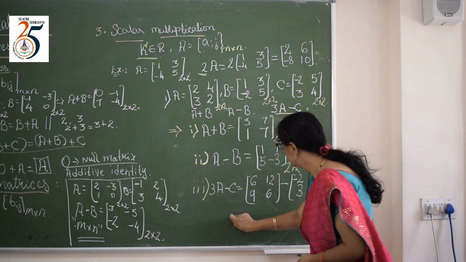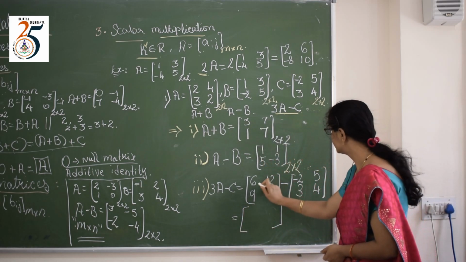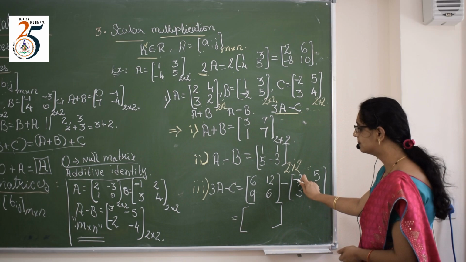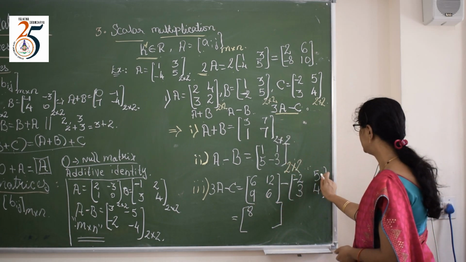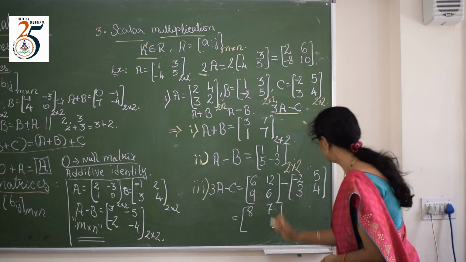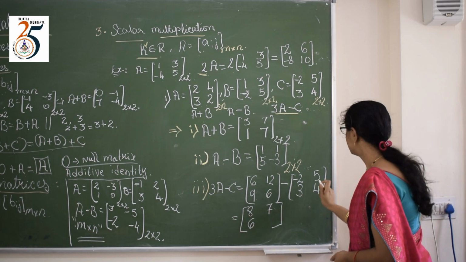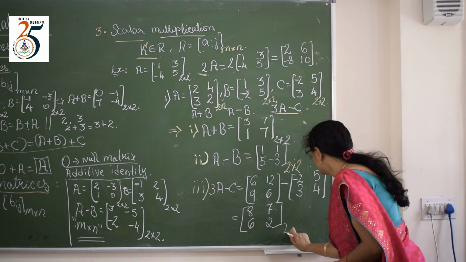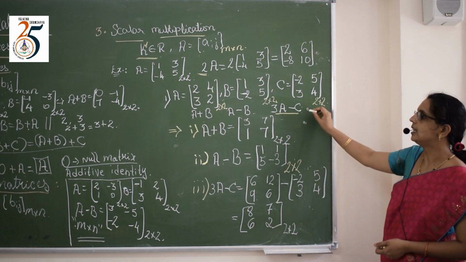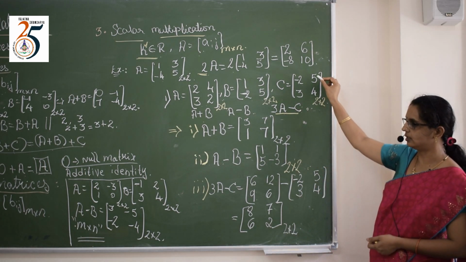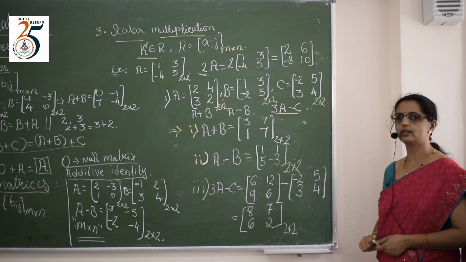What will be the required matrix? The resultant matrix is 6. Minus into minus is plus. 6 plus 2 gives us 8. 12 minus 5 is 7. 9 minus 3 is 6. 6 minus 4 is 2. So this is once again 2 cross 2. This is our value of 3A minus C. So here in this problem, we have come across all the 3 operations.